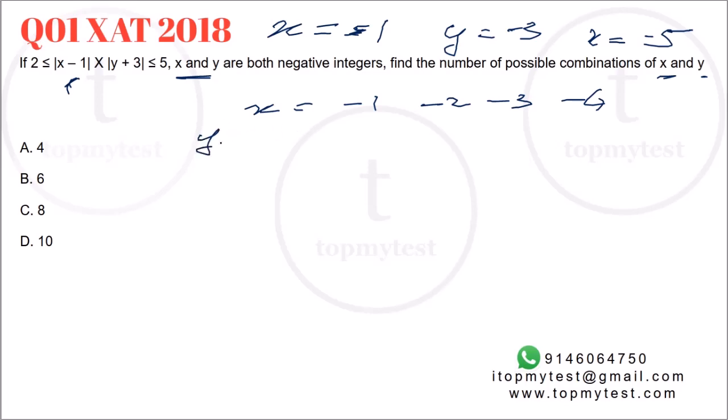Let's look at y. So modulus of x minus 1 will become 2, 3, 4, and 5. Now with y, there are multiple scenarios possible.